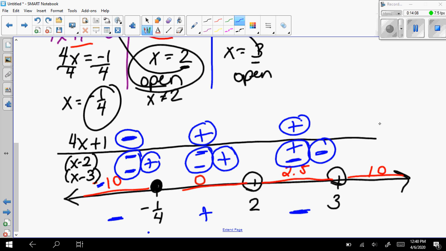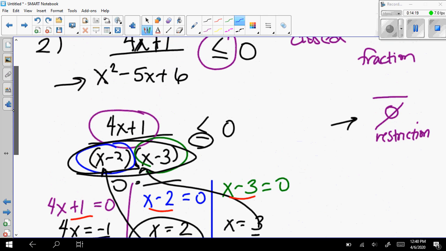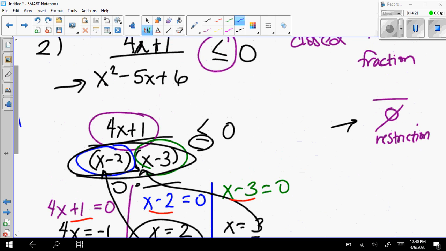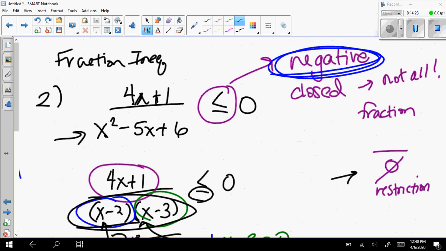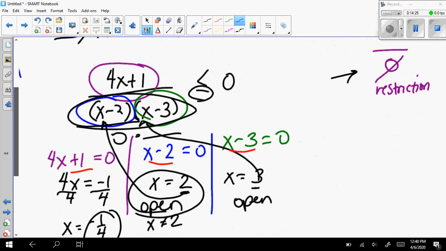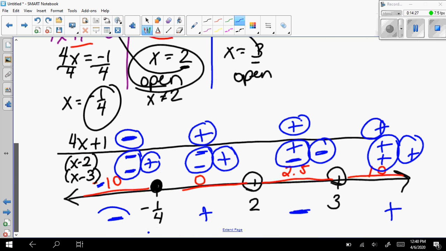Plugging in our 10, we get 41, that's positive. We get positive, we get positive. Well, this is going to be a positive, this is going to be positive. All right, so we are looking for less than or equal. So we are looking for those negatives. So let's circle all of our negatives that we ended up with on the number line. The negative final answer and the negative final answer.